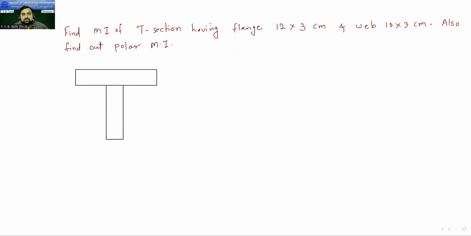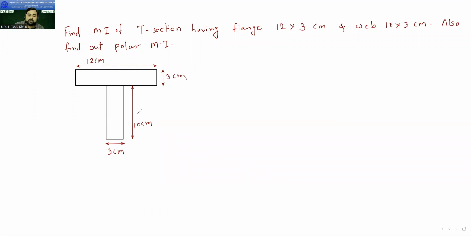Okay. So the dimensions are given to us. The flange dimension is 12 centimeter by 3 centimeter, and the web thickness is 3 centimeter. The web is 10 by 3, so this is 10 centimeter by 3 centimeter for the web, and 12 centimeter by 3 centimeter for the flange. So this is the given numerical.